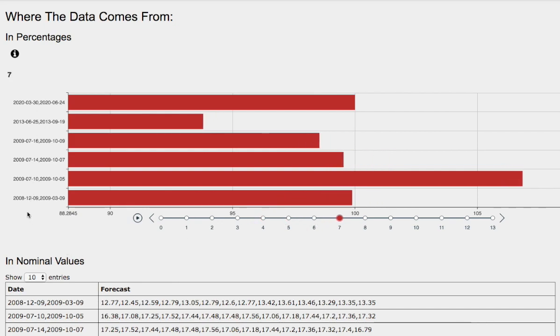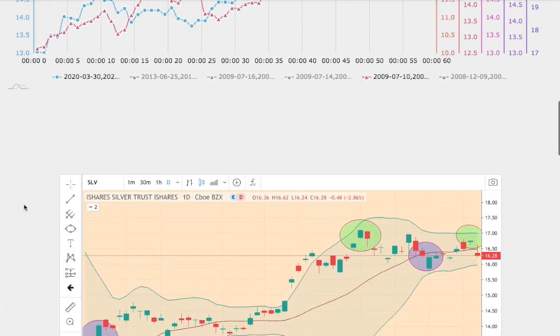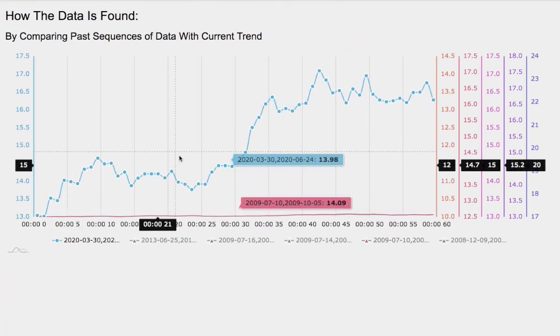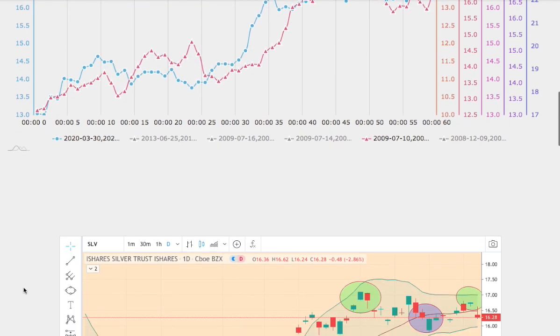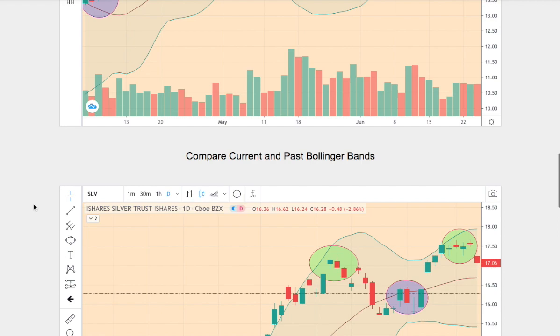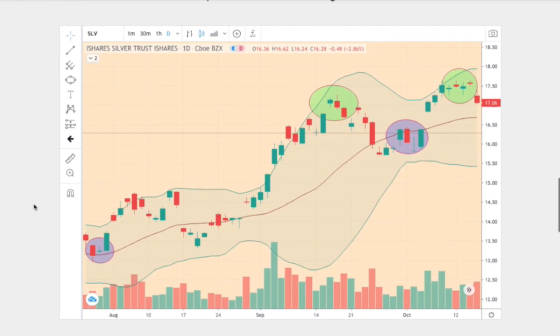So which one of these models should we focus on? Ideally, the model that is best matched to the current trend. The blue line is our current trend, and overlapping it happens to be the best match. So we have our current trend right here, and below it the trend that we found on the line graph. And that dates back to July 10th to October 5th, 2009.